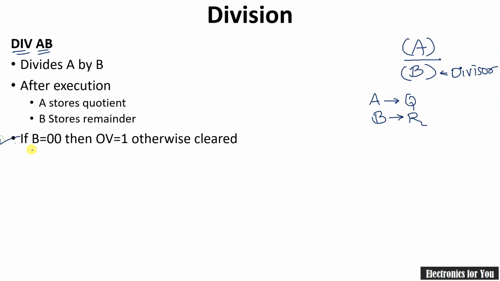Next, if the content of B is 0, the overflow flag is set, otherwise it is always cleared. Also note that the carry flag is always cleared in the case of the division instruction. So these are the two important instructions, division and multiplication. Note here that the multiplier or divisor must be saved into the B register if mentioned.